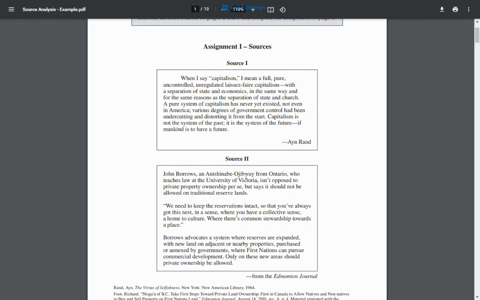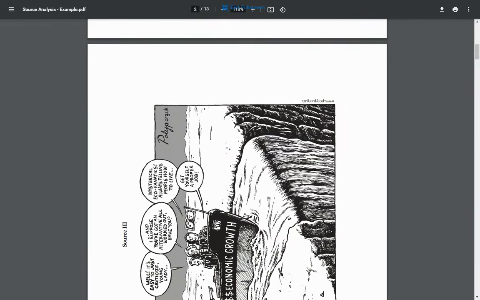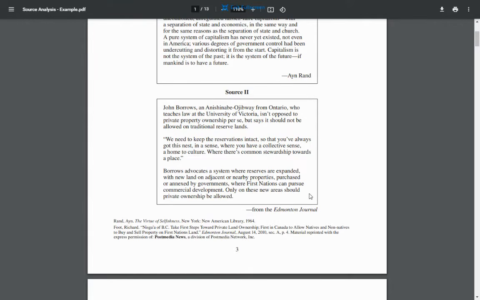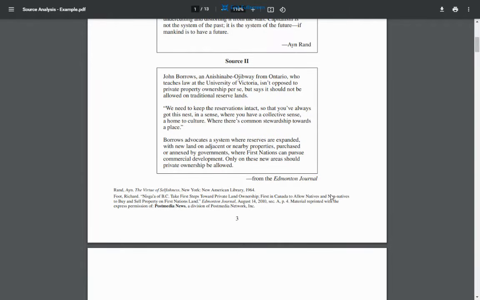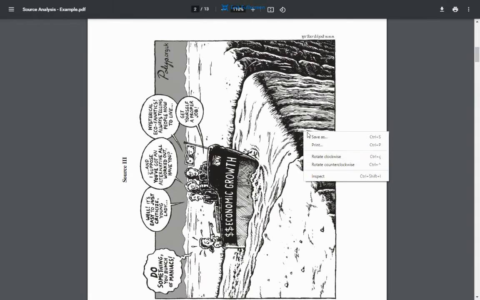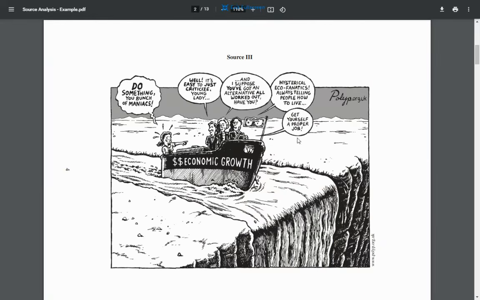So we have one source, another source, and a third source. What do we have? We've got a quote from Ayn Rand, which is more right wing, and then an excerpt from the Edmonton Journal, which is a little more left wing, and then a political cartoon, which is more of a left wing, a bit of an anti-capitalist cartoon.